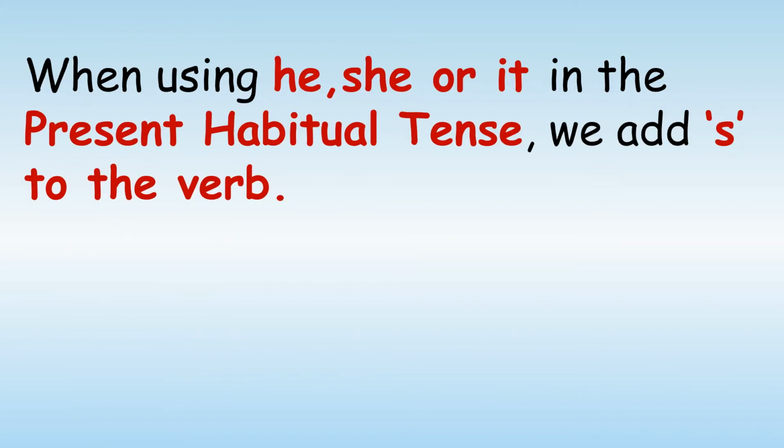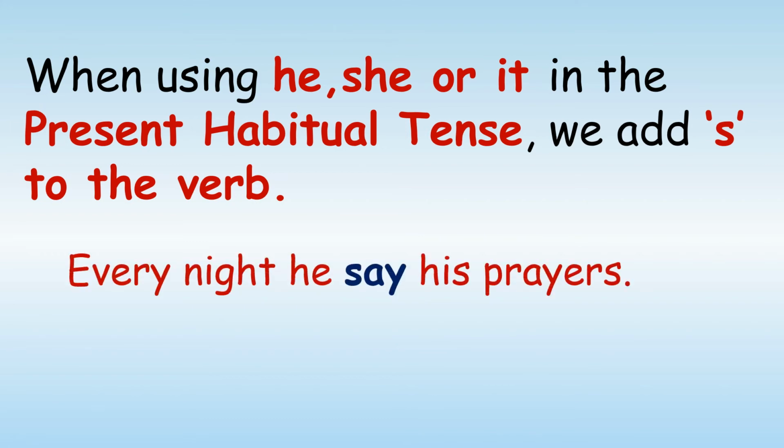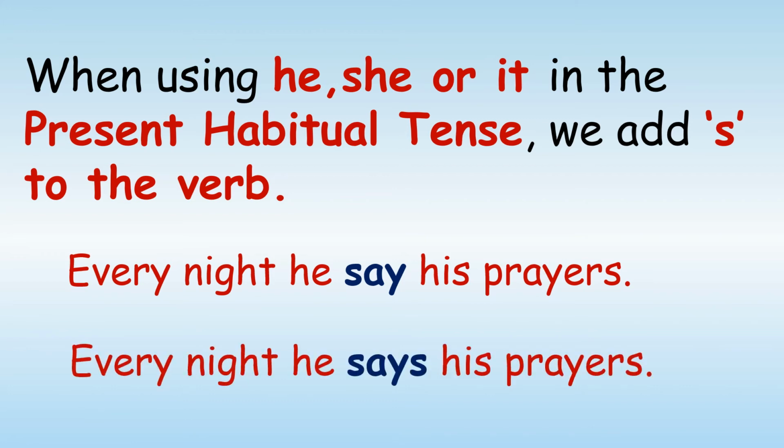So let us review what we did in this lesson. When using he, she, or it in the present habitual tense, we add S to the verb. So here I have two sentences. Every night he say his prayers, or every night he says his prayers. Which is correct? Yes, the first one is wrong. So we do not say every night he say his prayers. Every night he says his prayers. You have to add S to the verb.